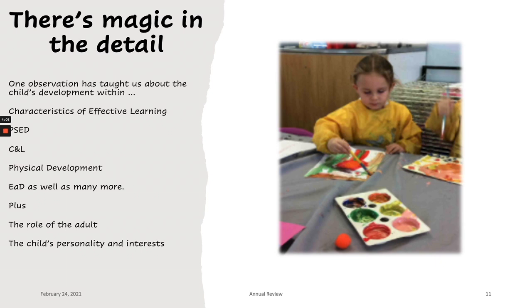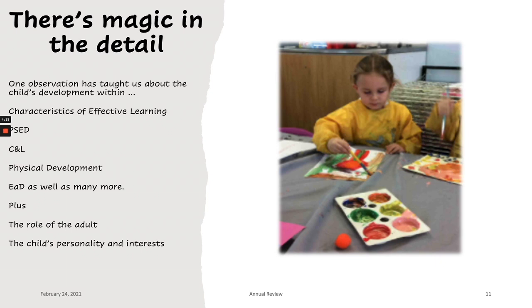The more detailed write-up gives us a wealth of information about the child and their activity. From the observation, we learn that there is clear evidence of characteristics of effective learning, such as playing and exploring, active learning, and creating and thinking critically. We also learn that the child is working at an expected level across all areas of PSED, communication and language, physical development, expressive arts and design, as well as many, many more.